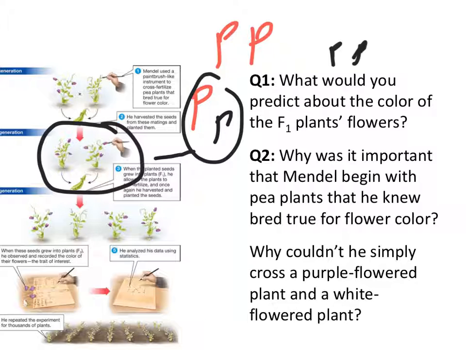Why couldn't he simply cross a purple flowered plant and a white-flowered plant? Well, the white-flowered plant is fine, but the purple, you can't tell by looking at them whether it's large P, or large P, small p, heterozygous.